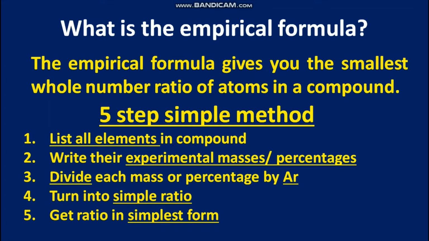Third, you want to divide each mass or percentage by the relative atomic mass, or Ar, for that particular element. And step number 4, you then want to turn the numbers you get into a simple ratio by multiplying or dividing it by a number that fits into both numbers. Finally, you get the ratio in its simplest form, which is most important because this tells you the empirical formula of the compound. So let's try it out.